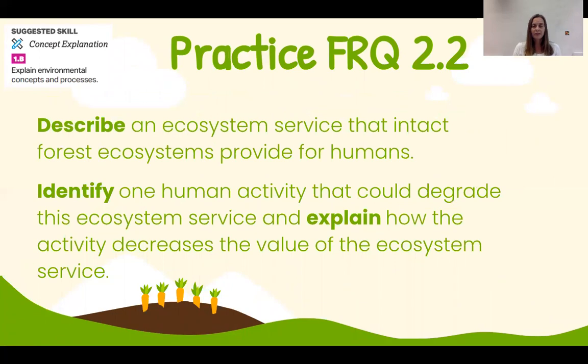So here's our practice FRQ for today. I want you guys to describe one ecosystem service that intact forest ecosystems provide for humans. And I want you to identify a human activity that could degrade that ecosystem service and explain how that activity decreases the value of the ecosystem service.